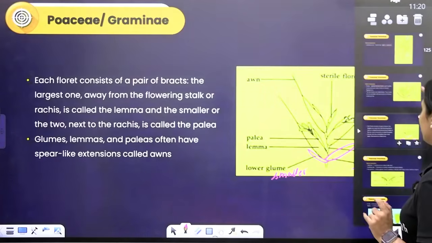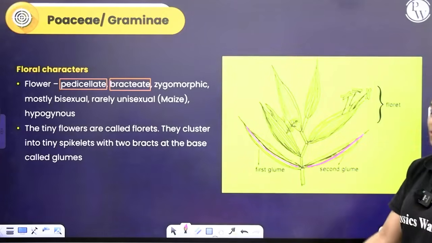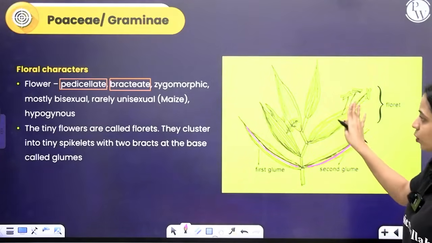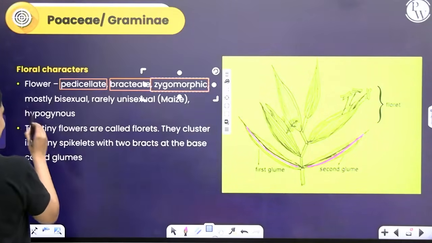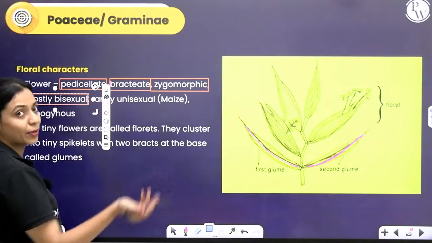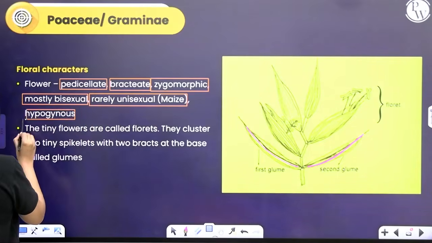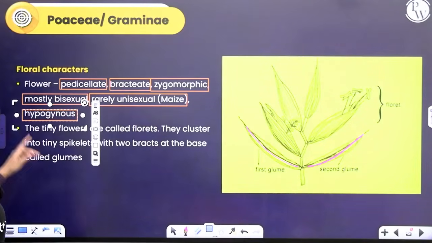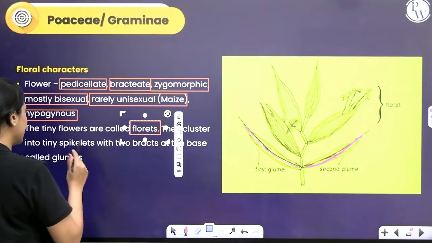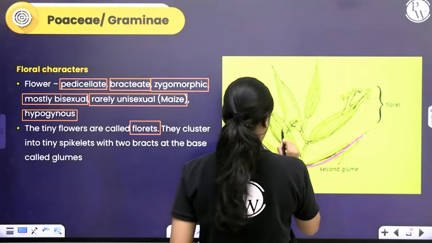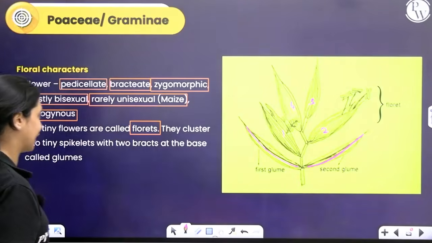Now, the whole spikelet also has bracts, and individual florets also have bracts. If you look at the floret or the flower, they are pedicellate, bracteate, and zygomorphic. Mostly they are bisexual, but in plants like maize, there is a separate male flower and a female flower, so sometimes it can be unisexual as well. They are hypogynous. Here, the tiny flowers, like I already mentioned, are called florets. They cluster into tiny spikelets. Each one here is a floret. See, 1, 2, 3, 4. They are florets. They cluster together to form a spikelet.